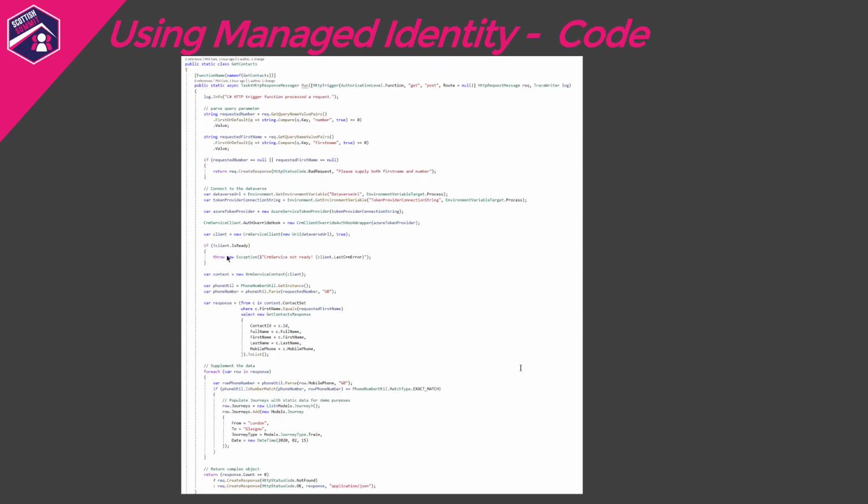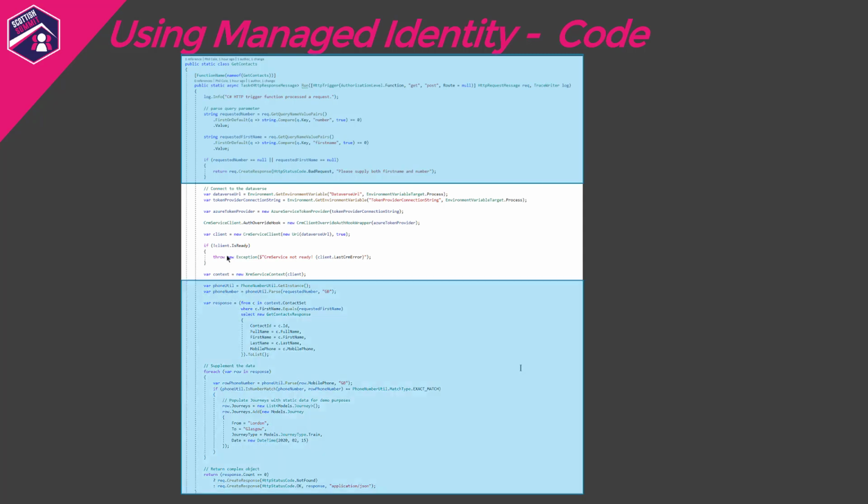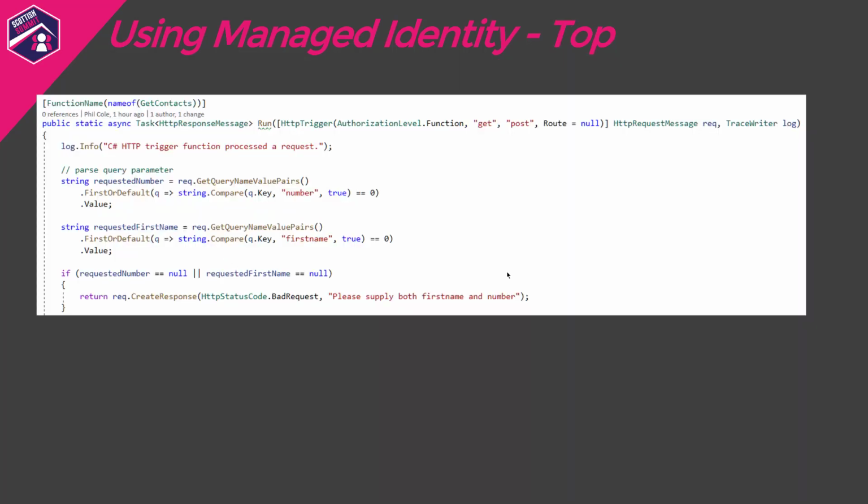Okay, so how does that work? Well, here's the code, but you can't read that. So we're going to look at that in three parts: the top, bottom, and middle. We've got the code that reads in the parameters. It gets passed the number and the first name, and it throws an error if we don't get both of those parameters. So that's pretty standard.